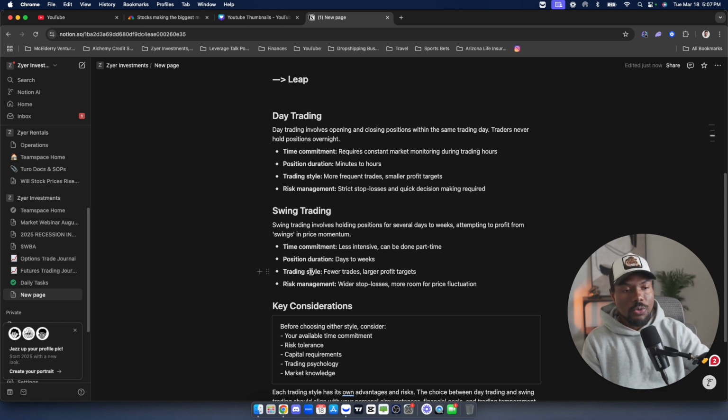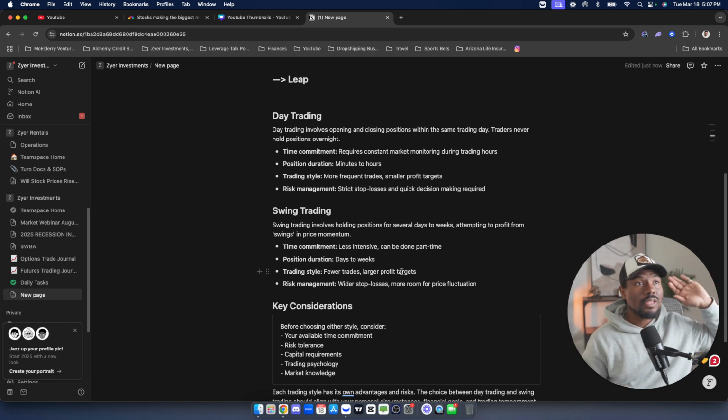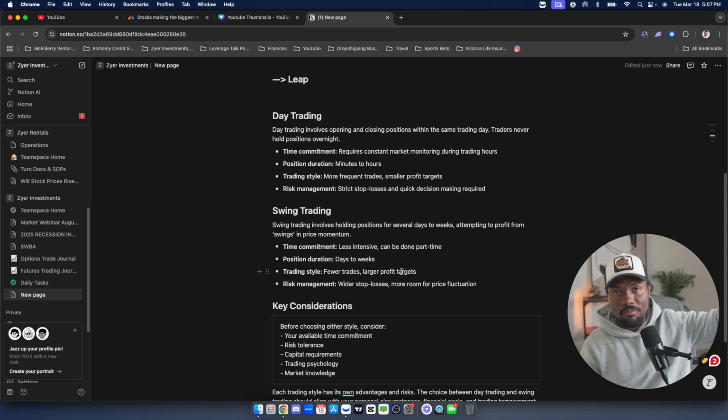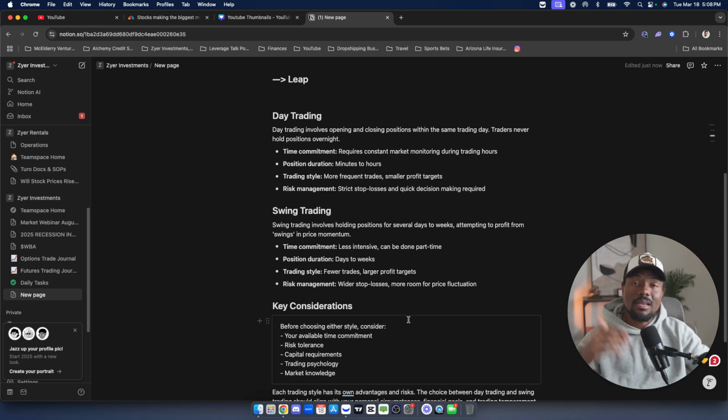Okay. Trading style, fewer trades, larger profit targets. So you're taking fewer trades. Maybe you only have one swing trade, and you're looking to enter March 1st and then exit March 31st. So you want to hold that trade through the entirety of the month of March. Okay. That is a possibility. So you only have one trade that could play out. Okay. Risk management, wider stop losses.